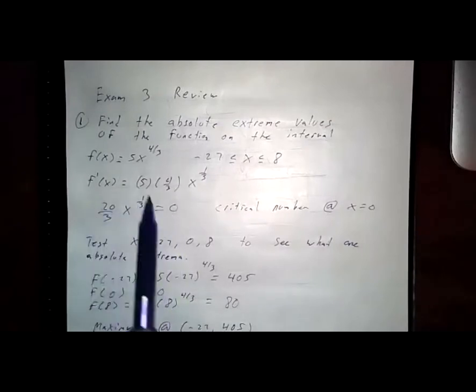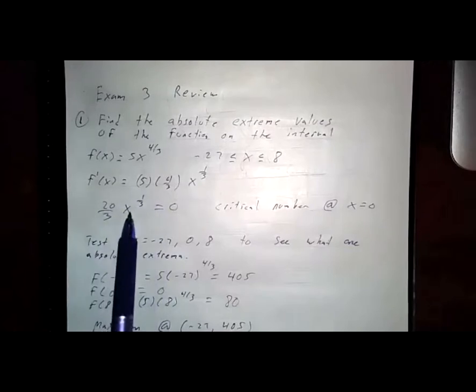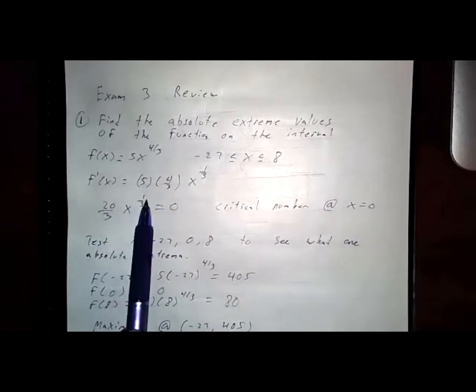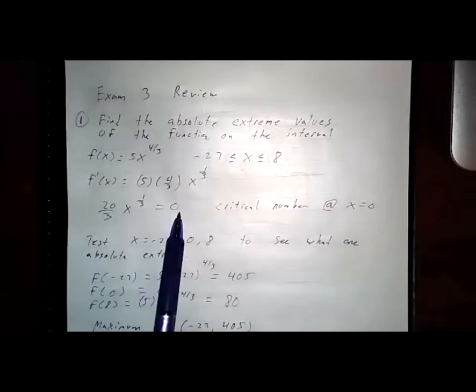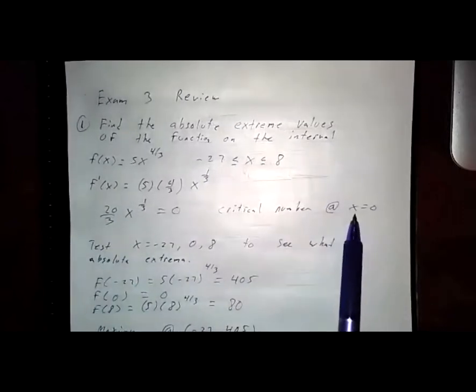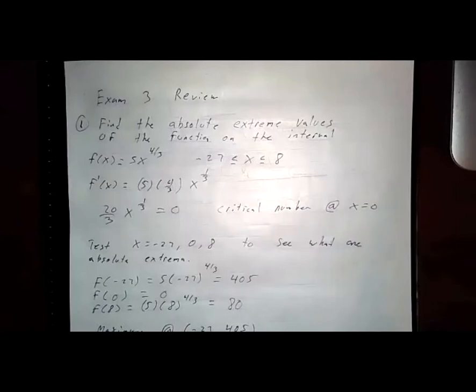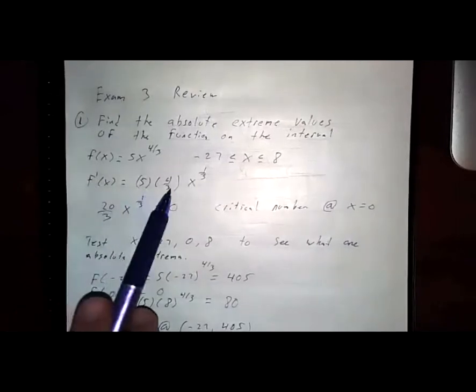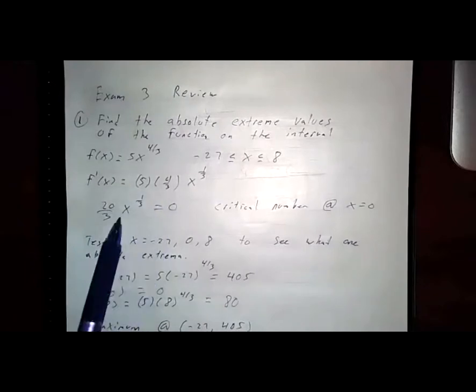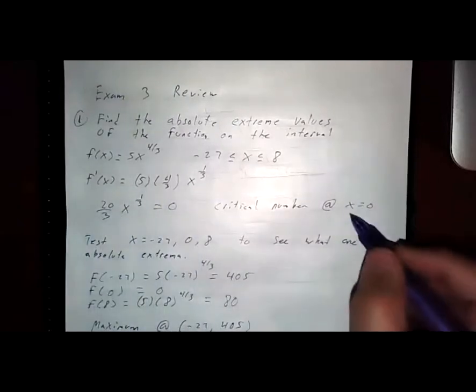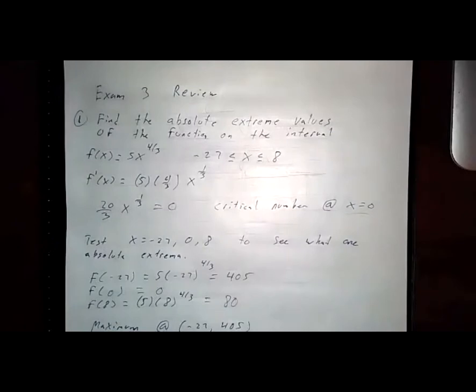Another way to think about it is if I plug in 0 here, 0 to the 1/3 times this gives me 0. So it has to be this. So you always set it equal to 0 to find the critical number? Yeah, you set the derivative, which is this, equal to 0, and solve for x. That's where this came from. Okay, that makes more sense.